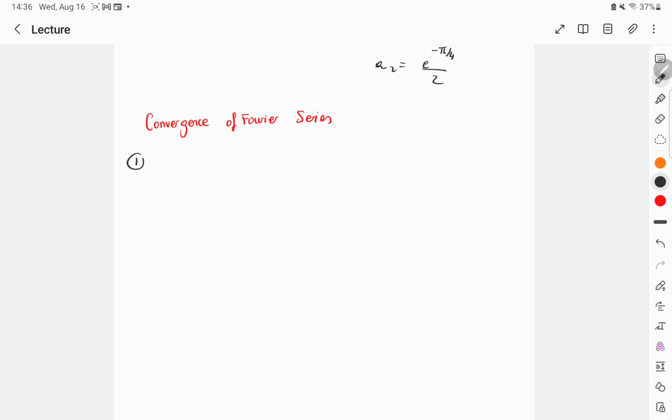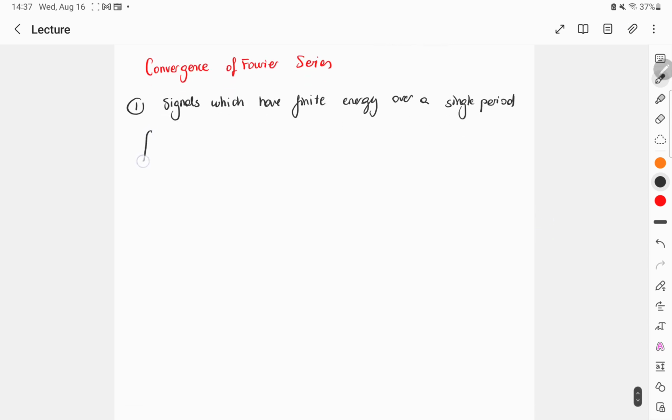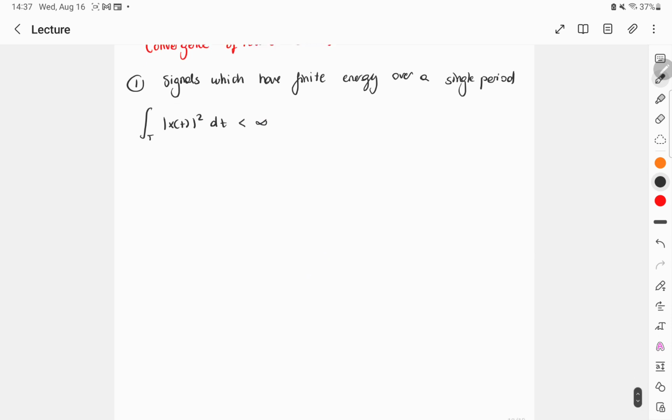First of all, for signals which have finite energy over a single period, this is verified, it is true. Let me write it here, signals which have finite energy. And we can show it like this. The square of the signal should be less than infinity, should be finite. If this is guaranteed, then we can say that the coefficients are finite.